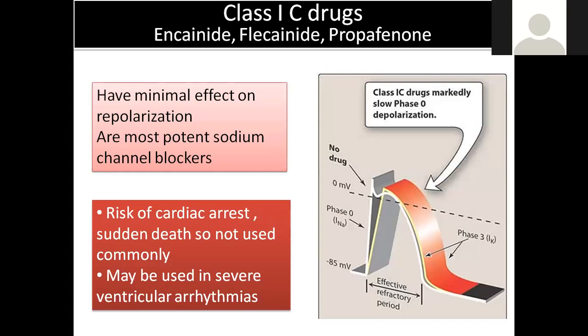Then in the last, we will be discussing the class 1C drugs, which include flecainide and propafenone. And these drugs will markedly slow the phase 0 depolarization, as well as having minimal effect on repolarization. Among all of the class 1 drugs, these are one of the most potent sodium channel blockers, but risk of cardiac arrest and sudden death is very high, so it is not used commonly, but it may be used in severe ventricular arrhythmias.